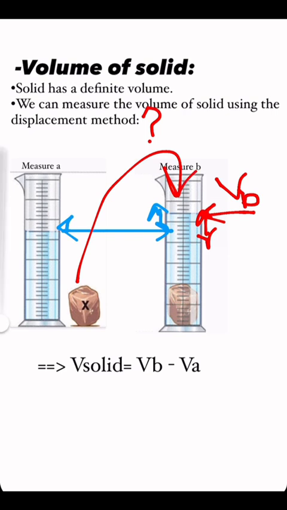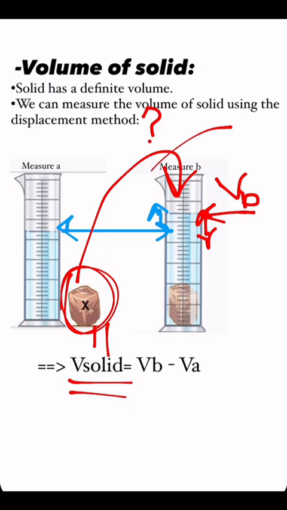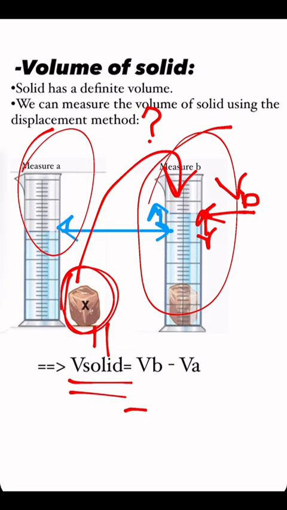After measuring VB, which is the final volume, and VA, which is the initial volume, we become able to find the volume of the solid, which equals V final minus V initial, or VB minus VA. And thus we have the volume of the solid.